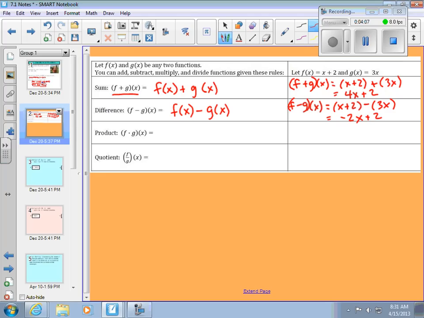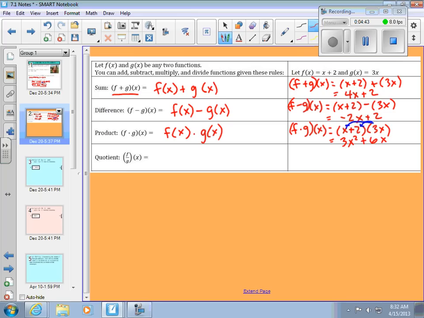All right, product means to multiply. So here we want to take one function times the other function. With the two examples we've been using, we'd have x plus 2 times the function 3x. Now here you've got a binomial term times a monomial term, meaning we're going to have to do some distributing here to get our answer. So if we distribute, we're going to get x times 3x would be 3x squared. 2 times 3x would be plus 6x.